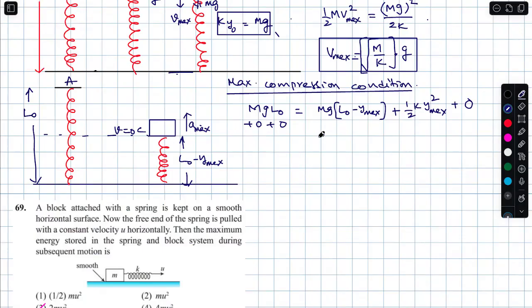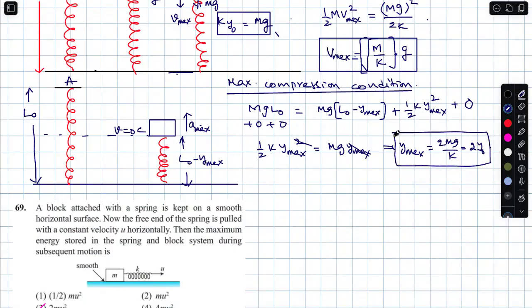Now from this you can write half k Y maximum square is equal to mg Y maximum. So therefore Ymax is 2mg by k, which is nothing but 2y0. Remember, this is true only when the block is released from rest.